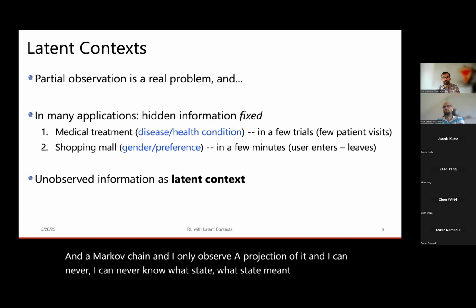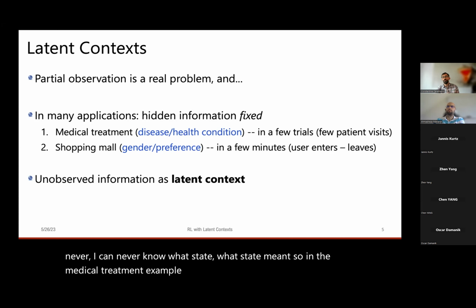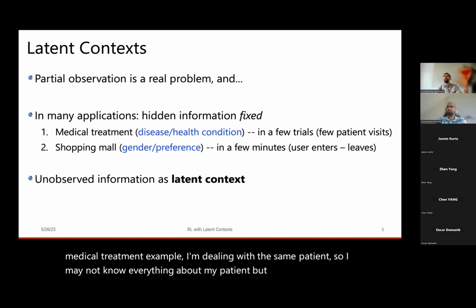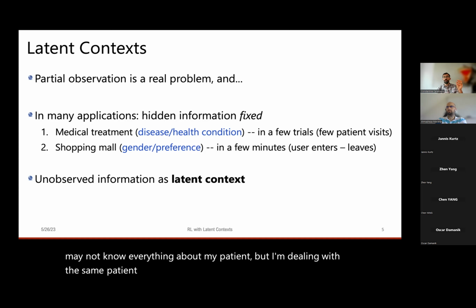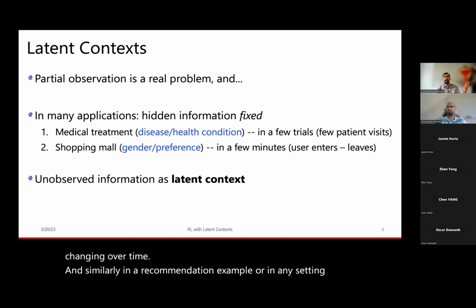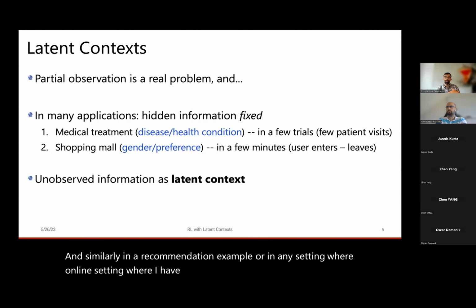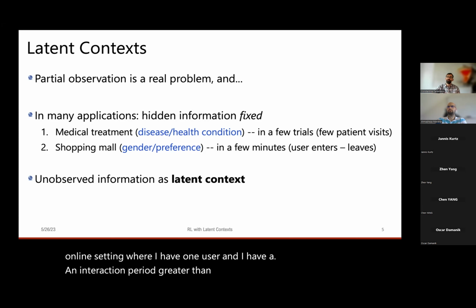So in the medical treatment example, I'm dealing with the same patient. I may not know everything about my patient, but I'm dealing with the same patient. So the unknown part, the latent part, is not changing over time. And similarly, in a recommendation example, or in any online setting where I have one user, I have an interaction period greater than 1.